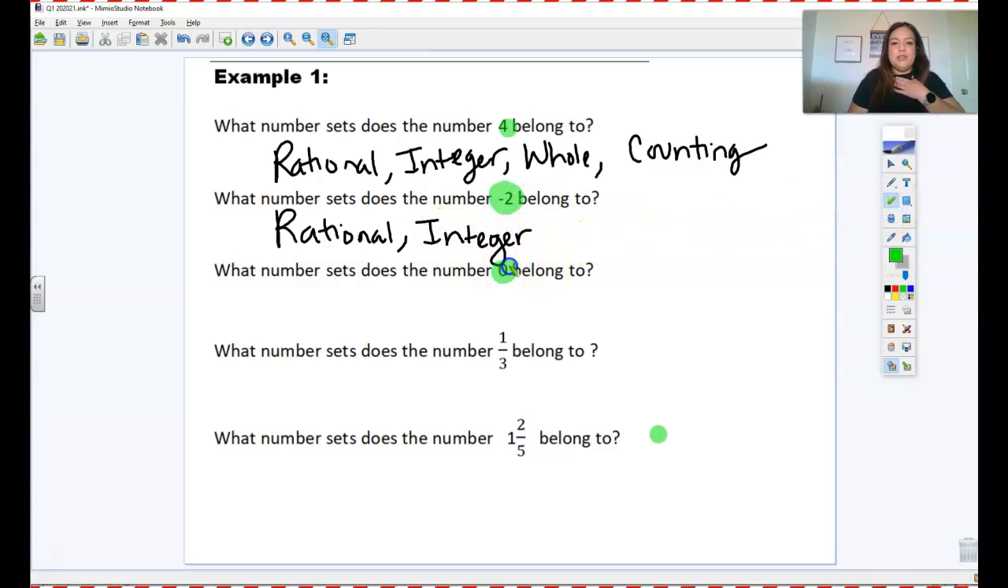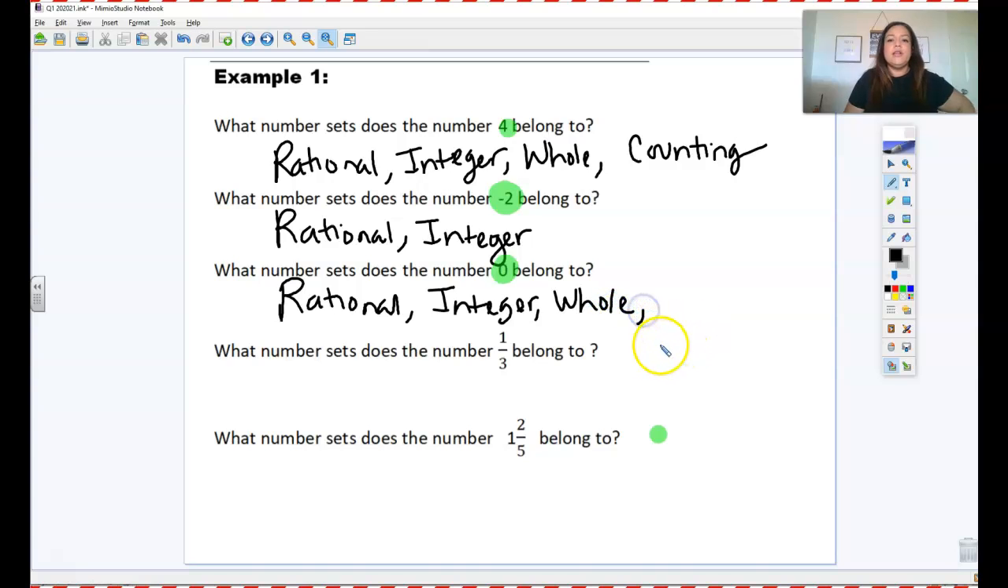What about the number 0? Let's remember that it's a whole number. So in order for it to get all the way to whole number, it needs to have gone through the rational layer. It needs to have gone through the integer layer. And then it gets to the whole number layer. Does it get to move on to counting? Nope, it stops right there. That's it, okay? Now 1/3, is it rational?